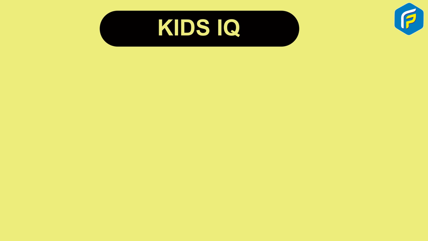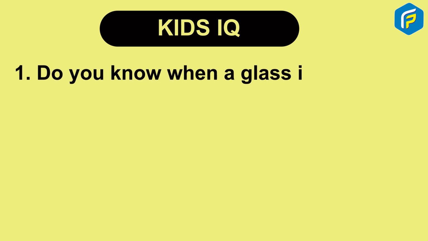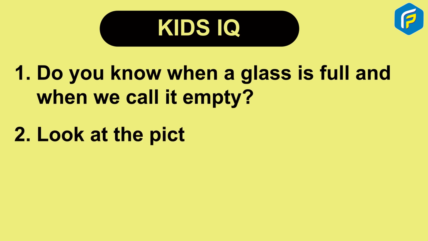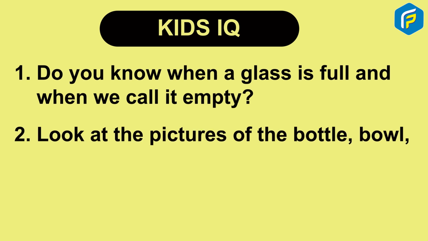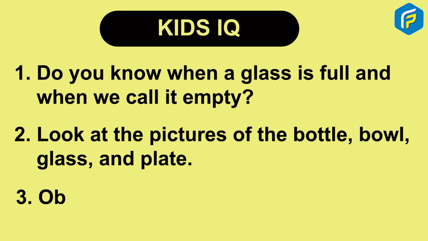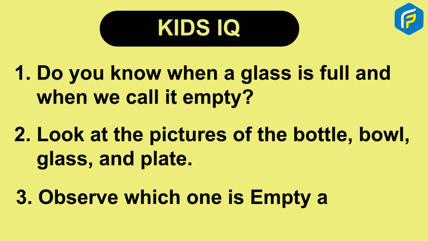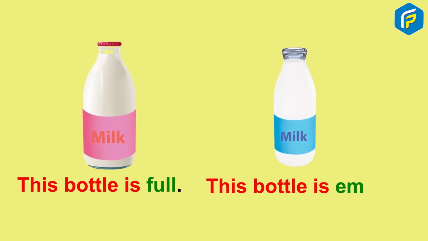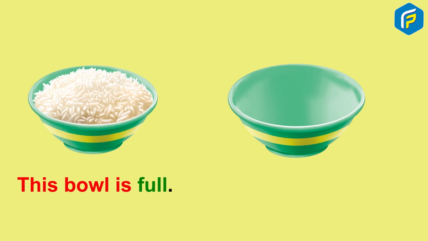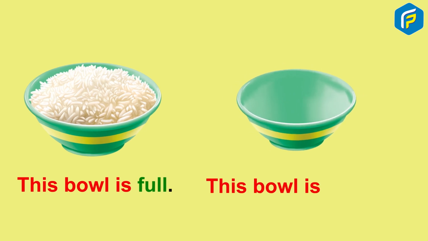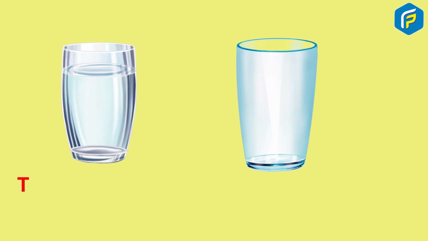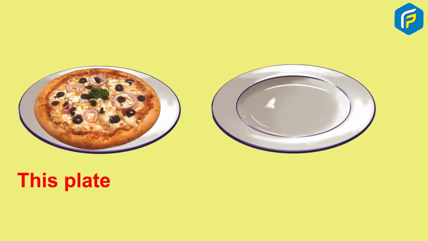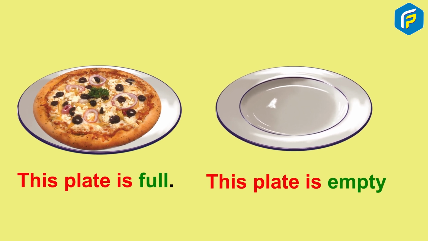Kids IQ. 1. Do you know when a glass is full and when we call it empty? 2. Look at the pictures of the bottle, bowl, glass and plate. 3. Observe which one is empty and full. This bottle is full. This bottle is empty. This bowl is full. This bowl is empty. This glass is full. This glass is empty. This plate is full. This plate is empty.